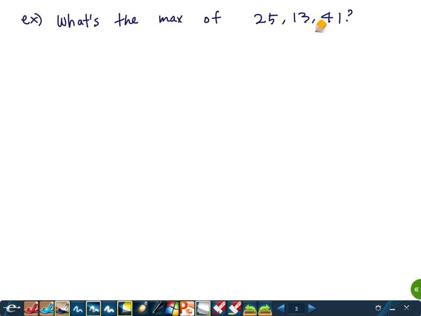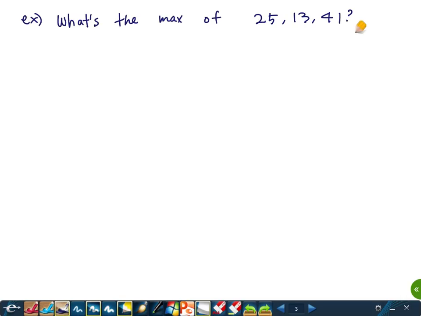But how did you come up with this answer, 41? Everyone knows that the answer is 41. How did you get this? Somehow you just compared everything, right? You compared 41 with 25 and then 13, and then you realized that this is the biggest, so that's the answer. But how can you make a computer do this for you?